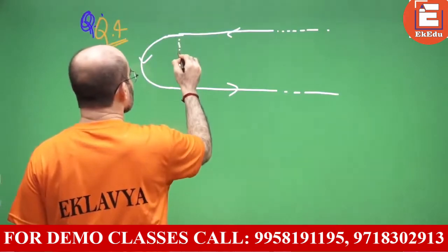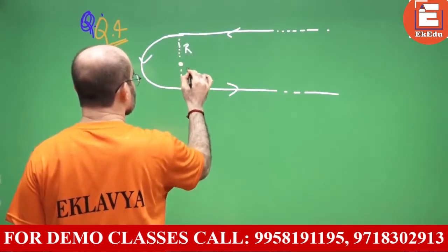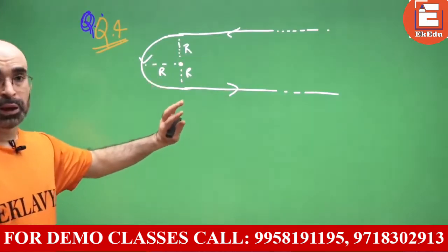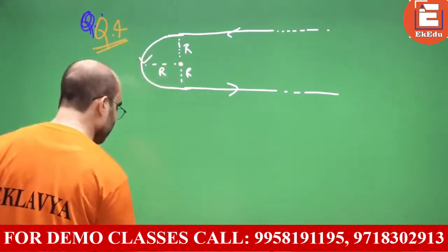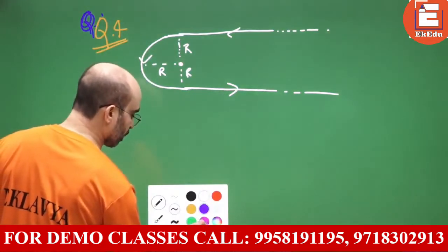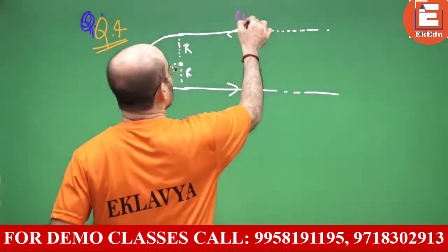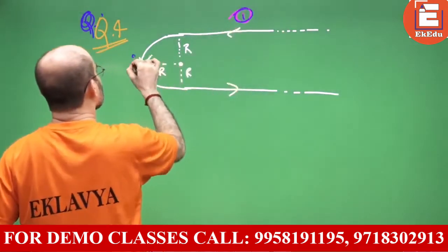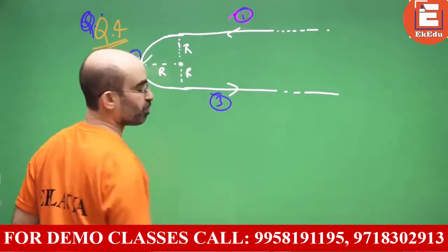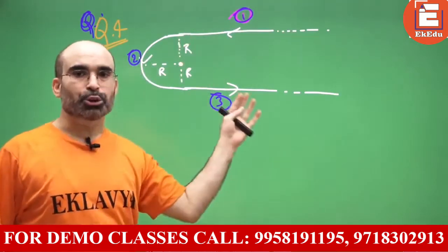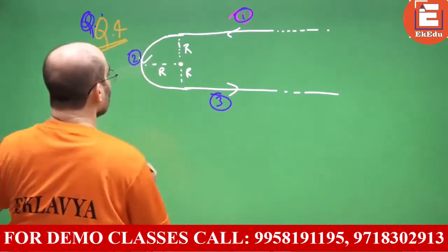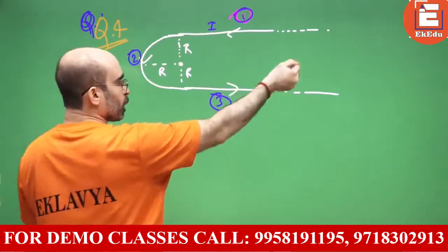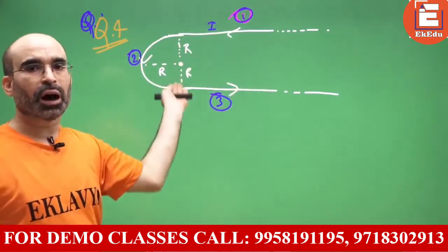Okay, this is radius, and this is also R, right? Okay. So there are 3 segments. How many segments? There are 3 segments. Segment 1, segment 2, segment 3. And we need to add them all. Okay, so let us do this. Current flowing is I. In this entire loop, the current flowing is I.